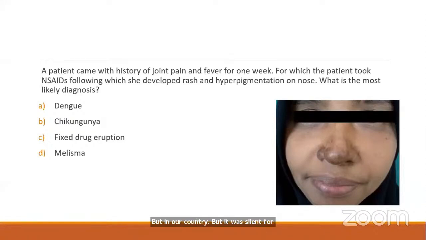But later on, due to a mutation, especially the change at the E1 position, alanine at 226 changing to valine, it has become more powerful, and there was also more susceptibility for its vector, Aedes albopictus. So naturally it has increased the chance of an outbreak of chikungunya. We had an outbreak back in 2006-2007. If you remember, well and good.